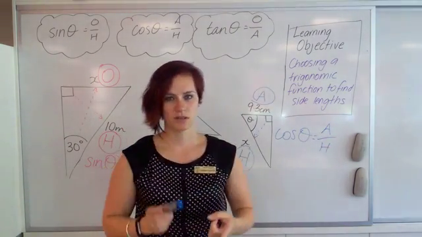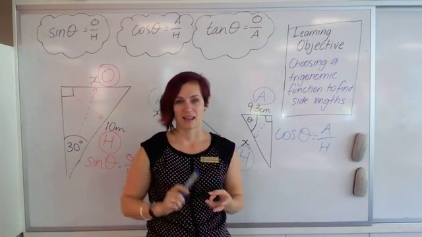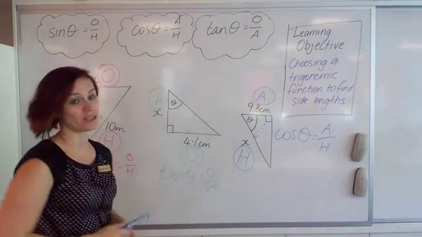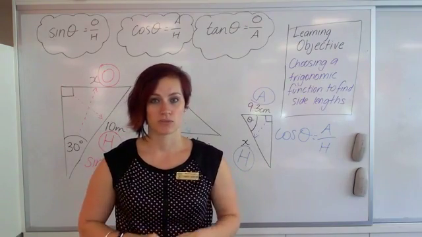So it's important to draw your triangle, label up your sides with O, A or H, and then look at the information that you have to figure out which rule you're going to use. All right, that's the only way that you're going to be able to figure out which rule that you need.